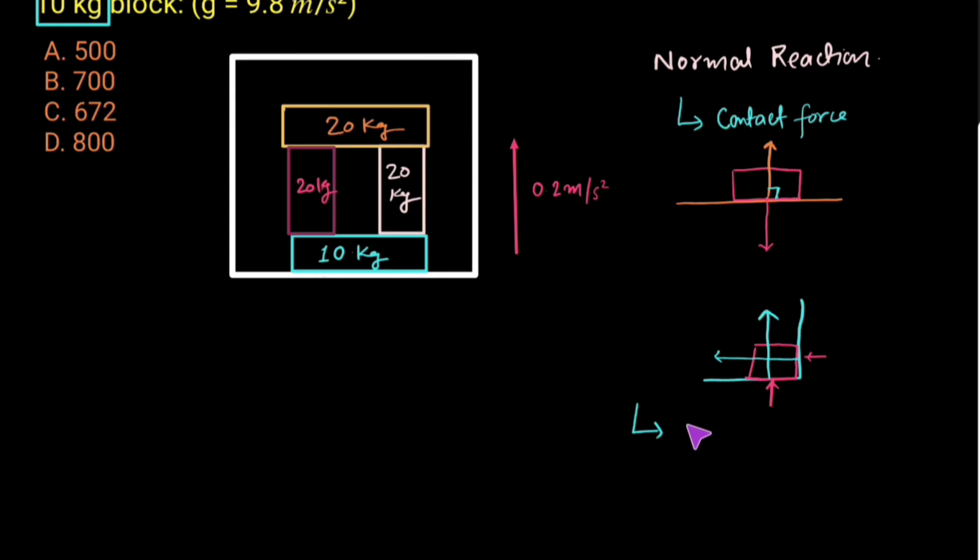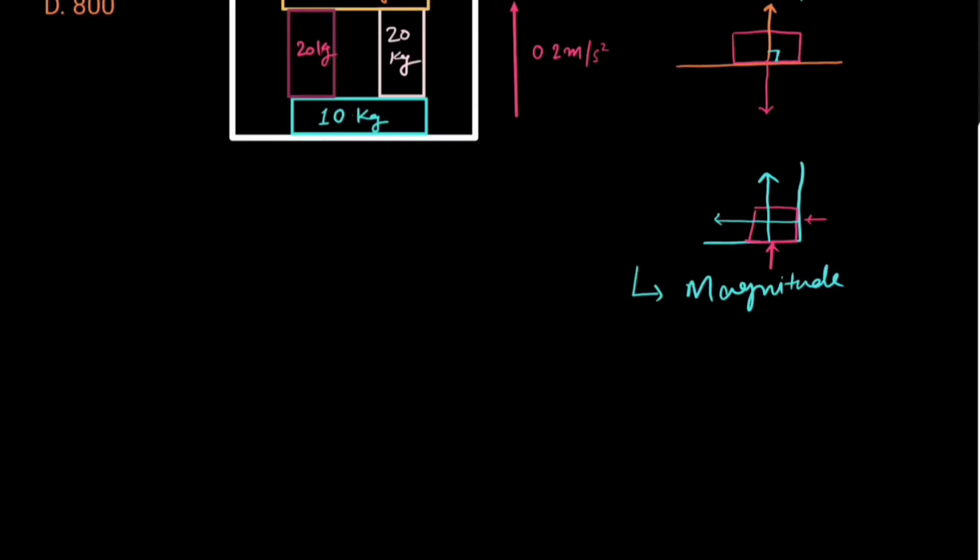Now, the next thing is the magnitude. How can we find the magnitude of the normal reaction? For magnitude, let's consider this example. Suppose this is a table, and on this table there is a book lying. I am considering the mass of this book as m. As we all know, because of its mass, there will be a gravitational force in the downward direction. The magnitude of that would be m into g.